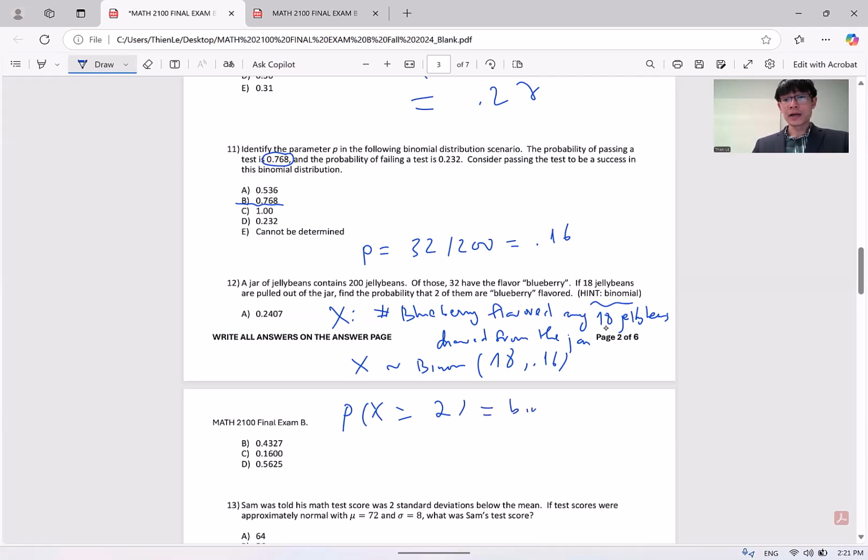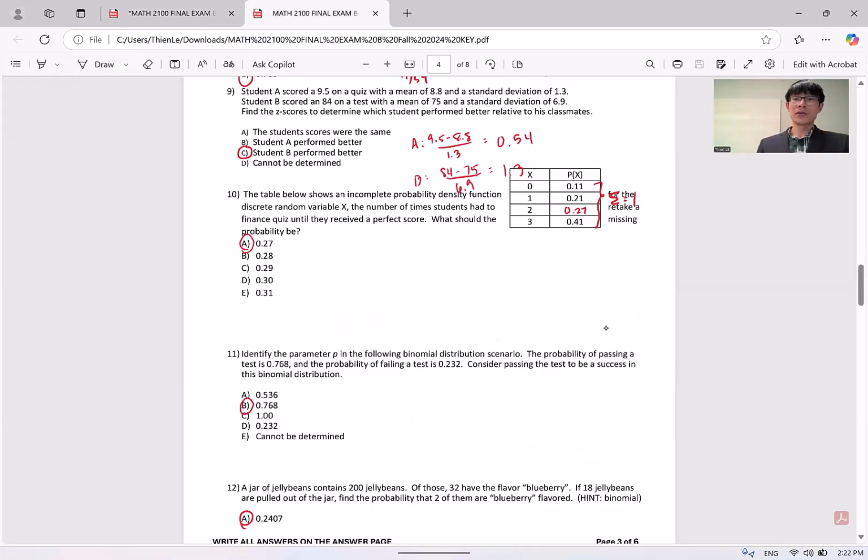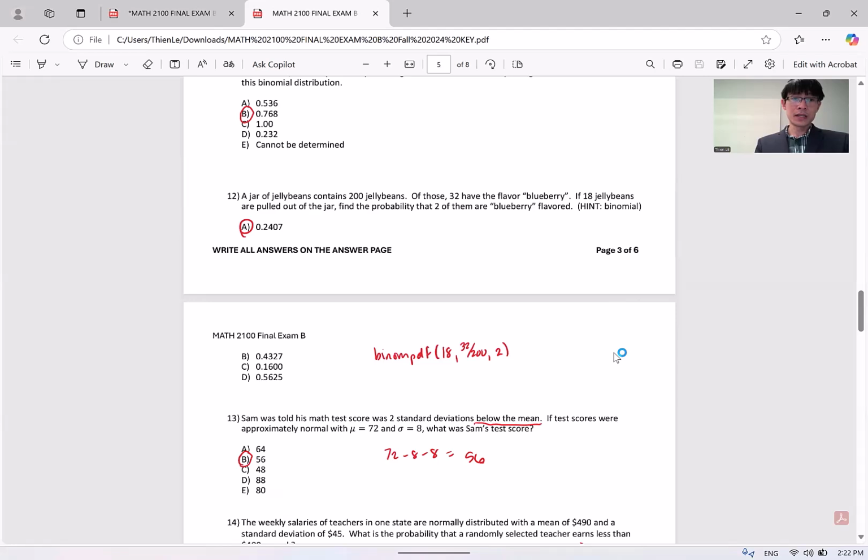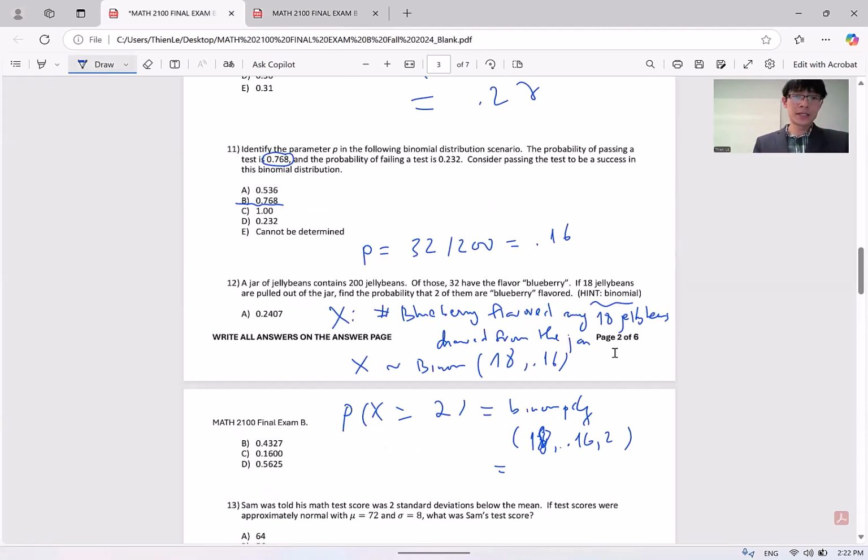So here, just use the binomPDF function with 18 as the sample size, 0.16 as the success probability, and 2. Then you should get your result with the TI calculator. If you go to second distribution and look for binomial PDF, the correct choice will be 8.